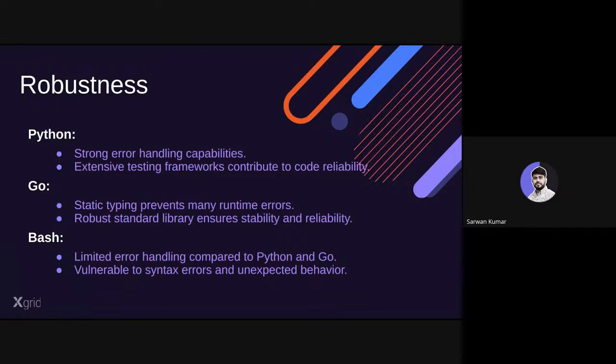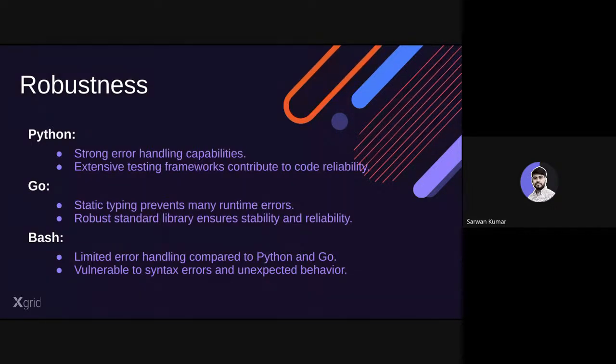which ensure the robustness of our code. And when we talk about Go with respect to robustness, its static typing prevents many runtime errors. As we mentioned earlier, we have to mention the data type along with the variables, so it restricts runtime errors compared to Python. It also has robust system libraries, which ensure stability and reliability. Like Python, it also has try-catch blocks.